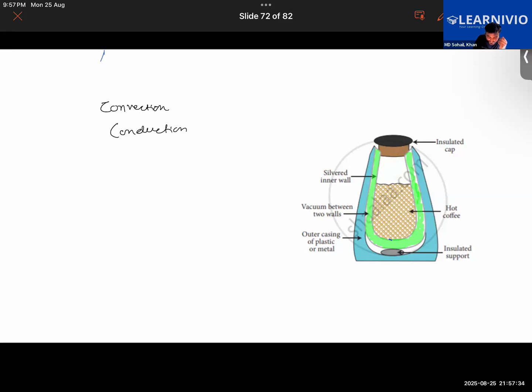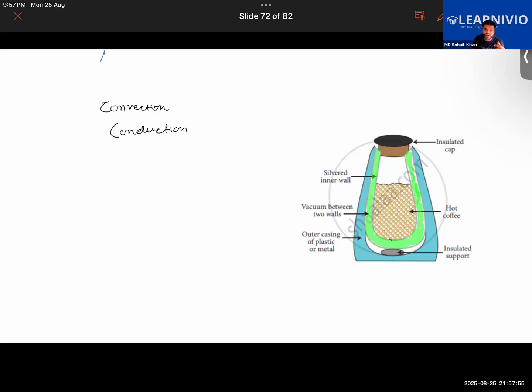Because loss of heat via convection and conduction requires a medium. Is there any medium here? No. But what about loss of heat via radiation? That too will be minimized. Loss of heat via radiation is also minimized in this thermos flask.